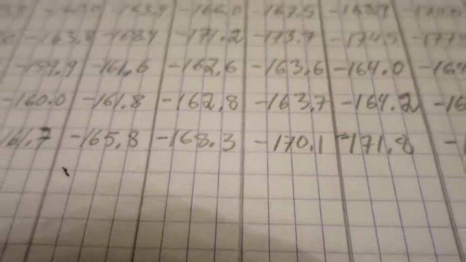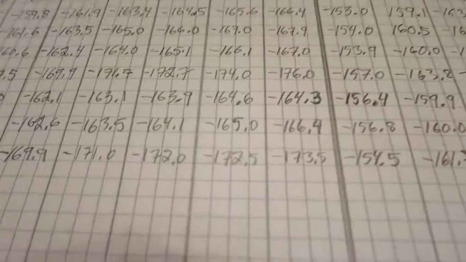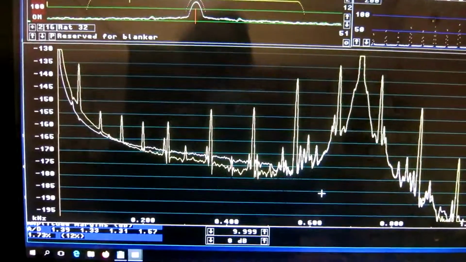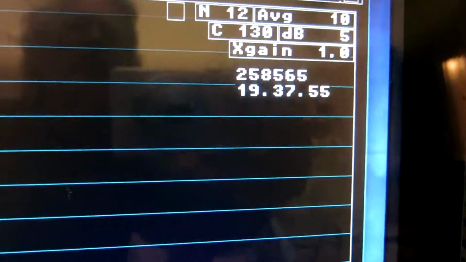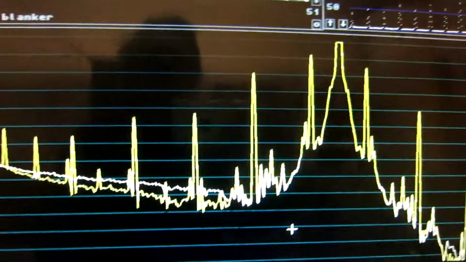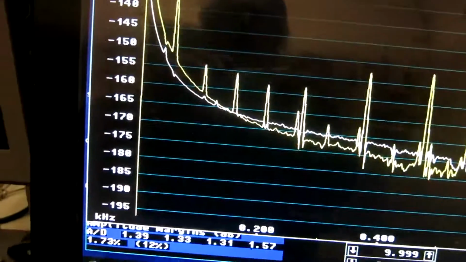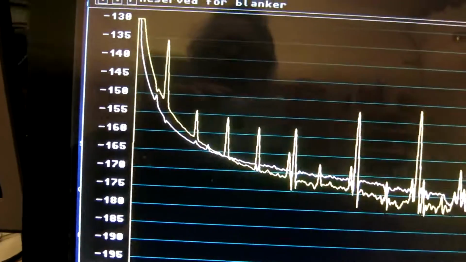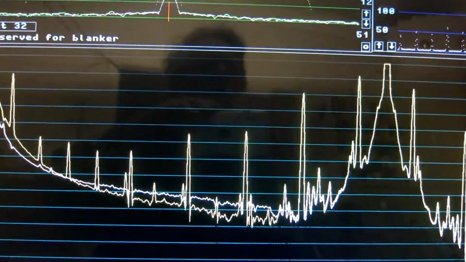So now I will run the unit as an oscillator to see what happens. Here is what I see after nearly 20 hours, and that is 258,000 averages. It looks pretty good. I will look at the detailed information.